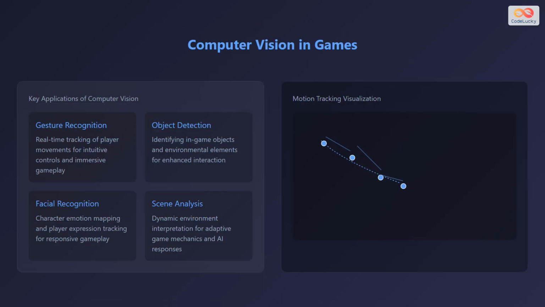Computer vision enables games to understand and respond to the player's environment and actions in real time. Key applications of computer vision are gesture recognition, object detection, facial recognition, and scene analysis. The motion tracking visualization example illustrates motion tracking using computer vision, with tracking points and lines showing the movement of an object or person. The skeleton overlay demonstrates how computer vision can be used to recognize and track the player's movements.